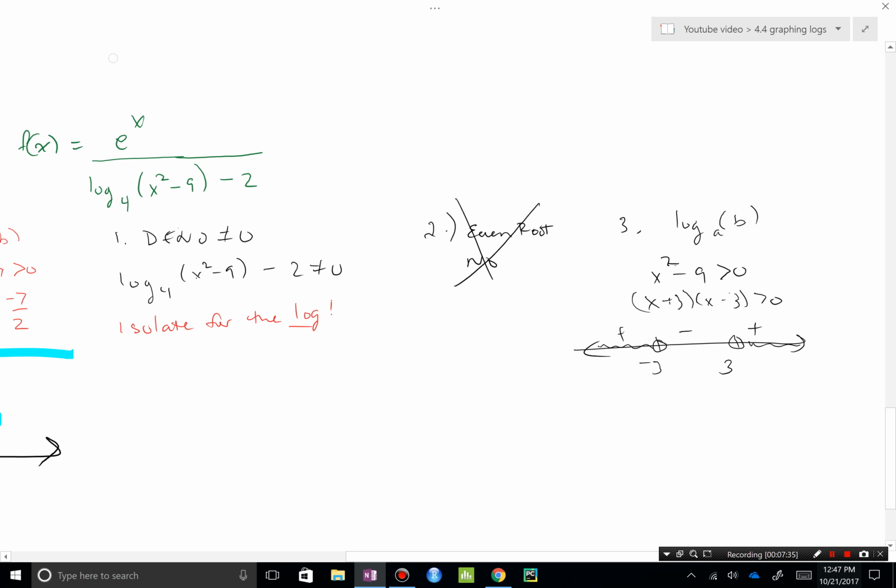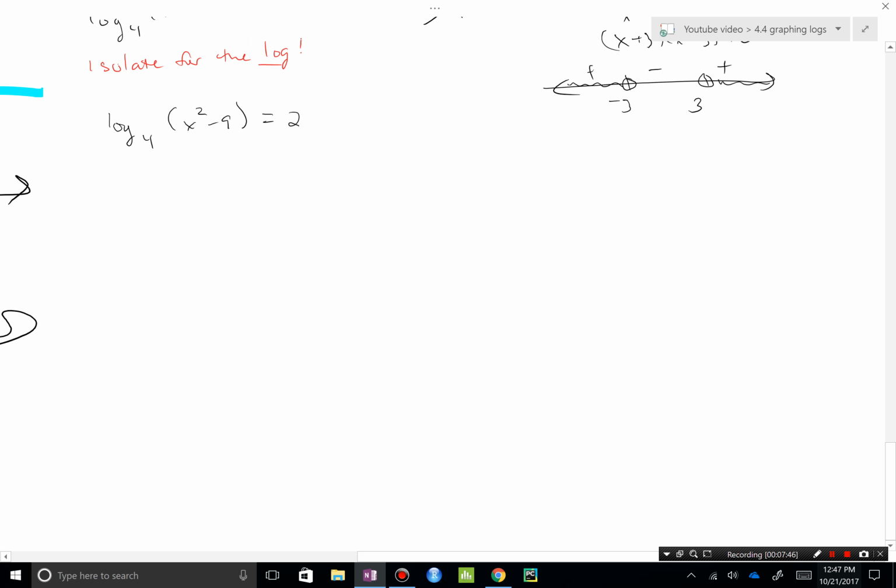What do I mean by isolate for the log? You know this is -2? It's not a log. I'm going to add it over. So you get log base 4 of x squared minus 9 equals 2. All right, here we go. And I talked about this on the last 3 videos. There are 2 ways you can approach this.